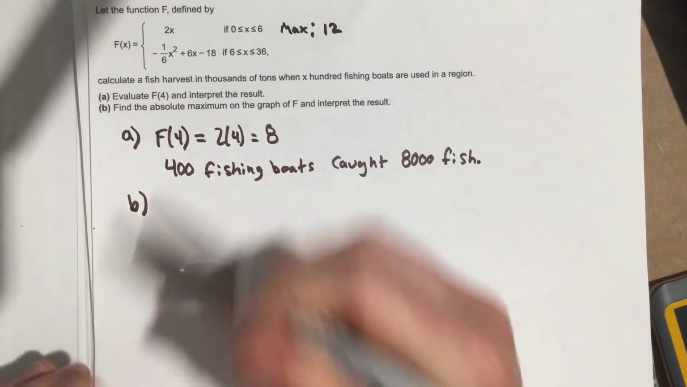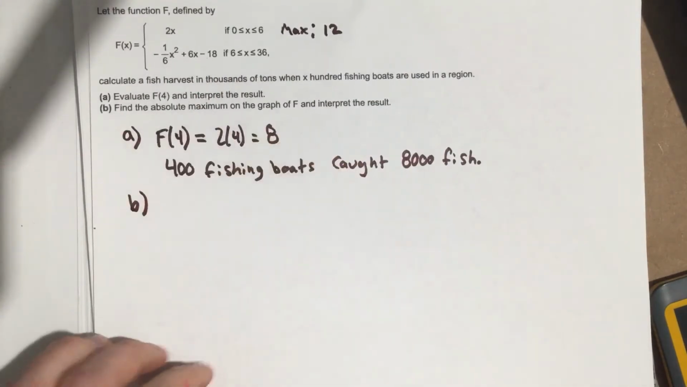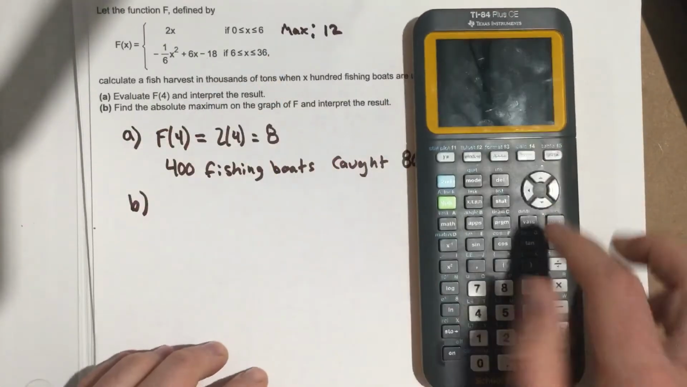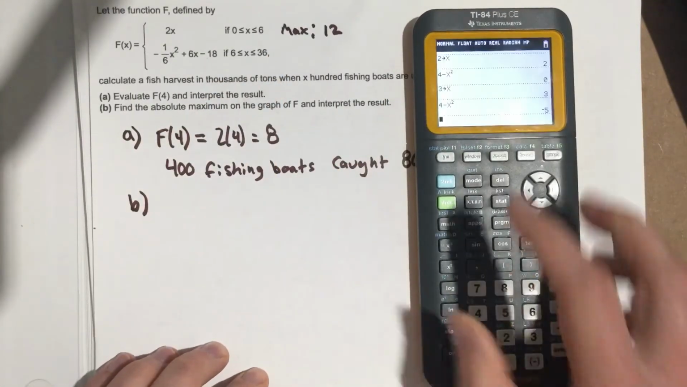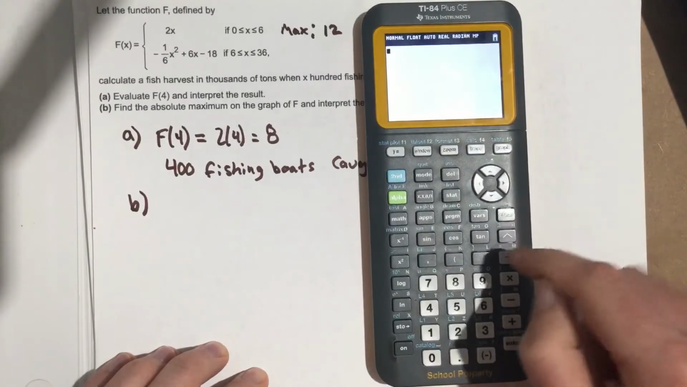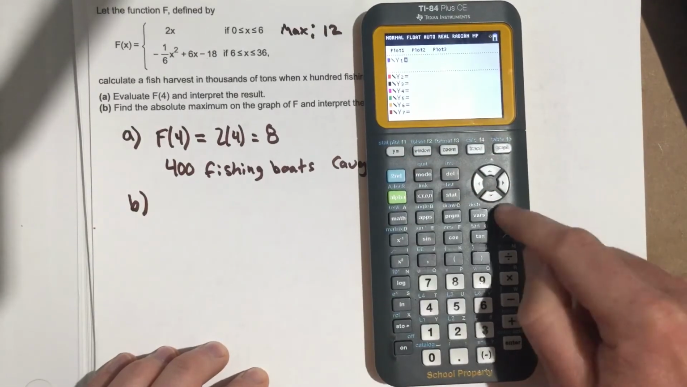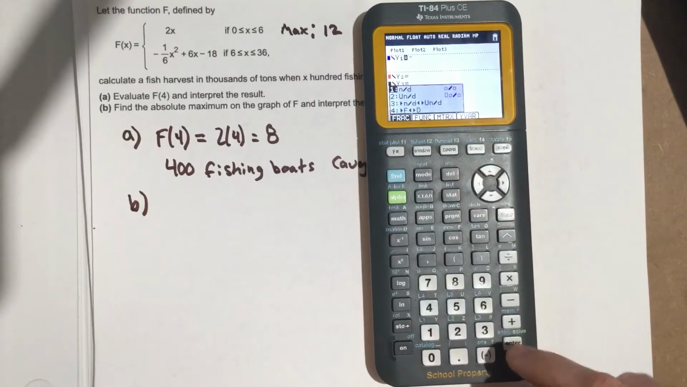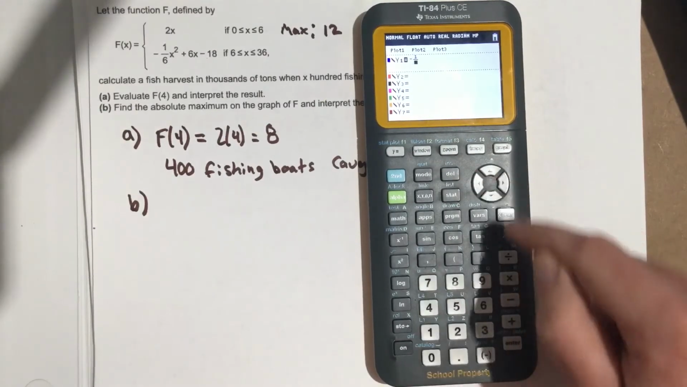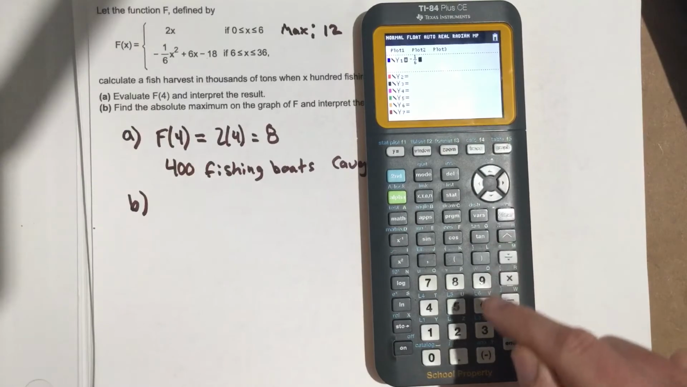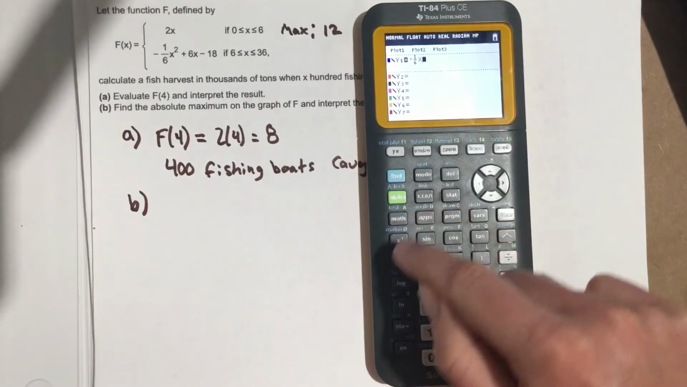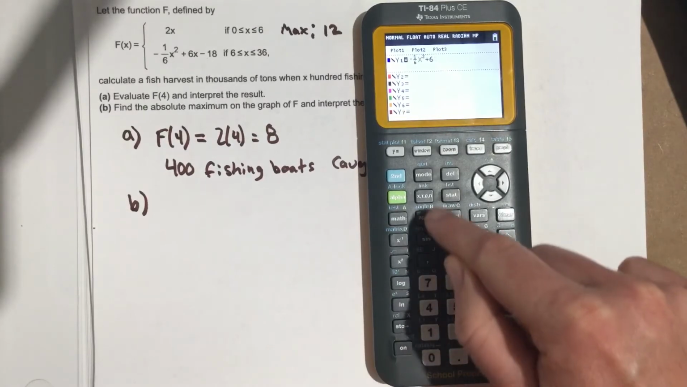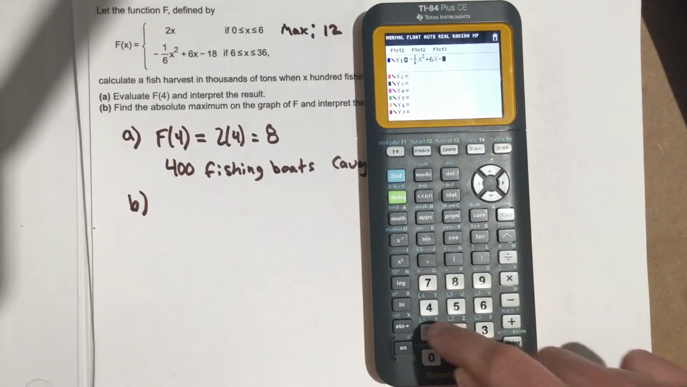Well, let's go ahead and graph this part. And then we can look at a window from 6 to 36 and see. So we're going to put in y equals negative, I'll use a fraction button here, 1/6 x squared plus 6x minus 18.